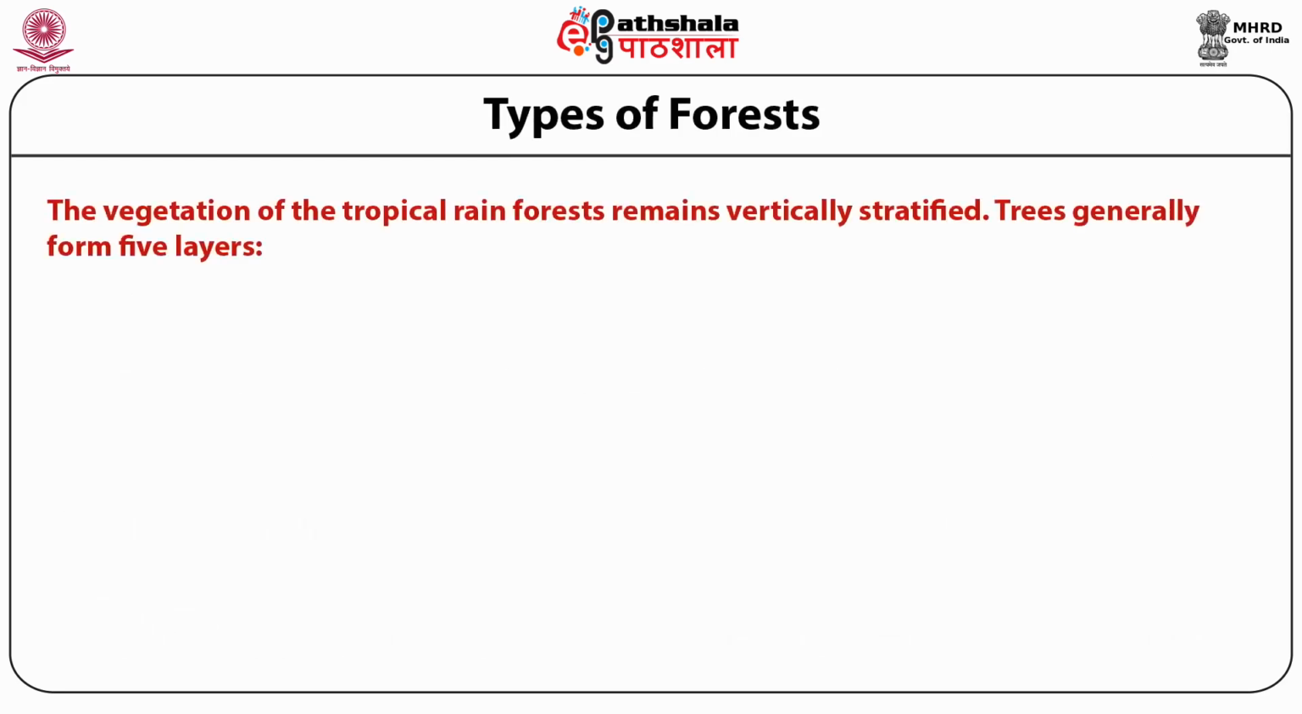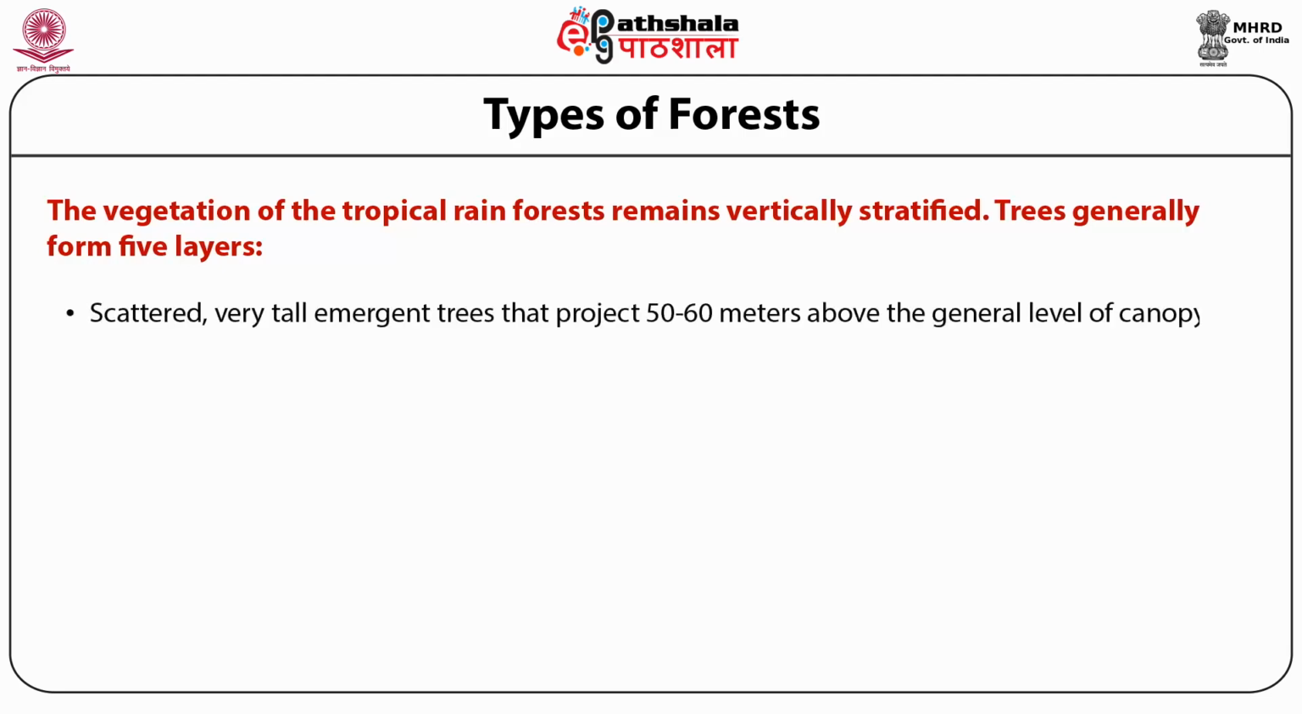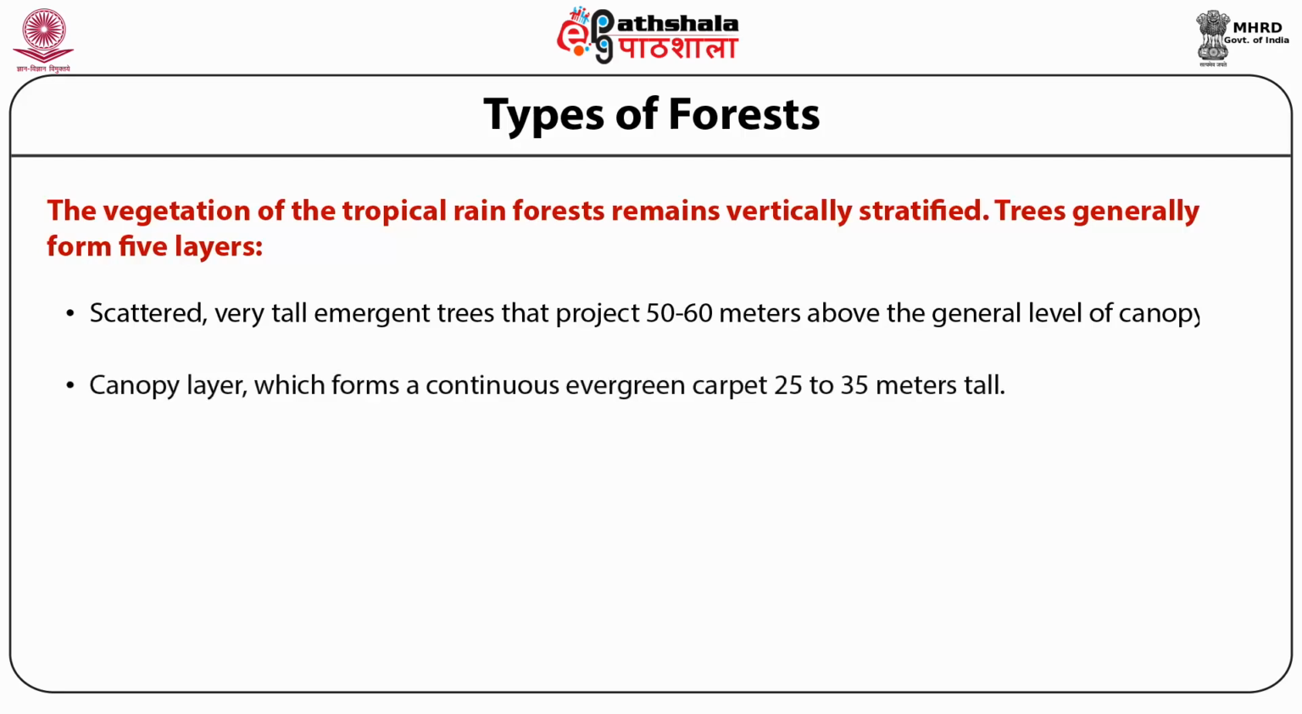The vegetation of the tropical rainforests is vertically stratified. Trees generally form 5 layers. First, scattered, very tall, emergent trees that project 50 to 60 meters above the general level of the canopy. Second layer is the canopy layer, which forms a continuous evergreen carpet 25 to 35 meters tall.